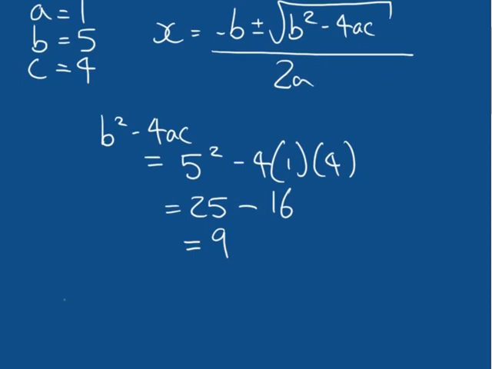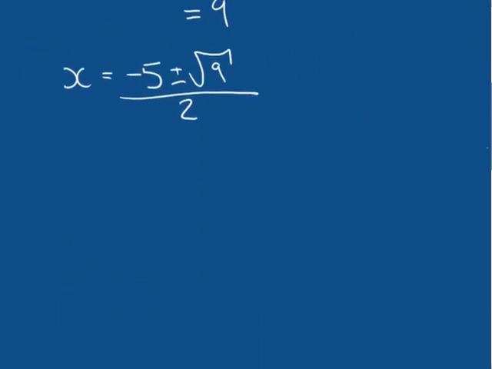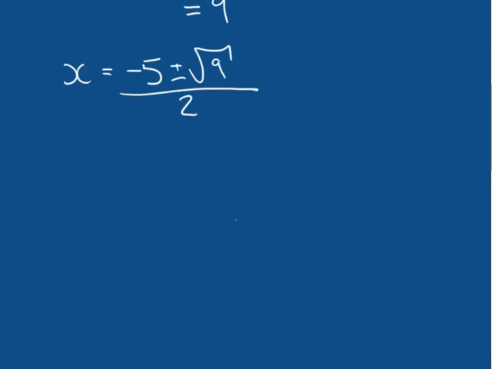Those two solutions are x is equal to minus b is minus 5 plus or minus the root of 9 divided by 2 times a. Well, a is 1, so that's just divided by 2 there. So the root of 9 is 3, which means our two solutions are x is equal to minus 5 plus or minus 3 over 2.